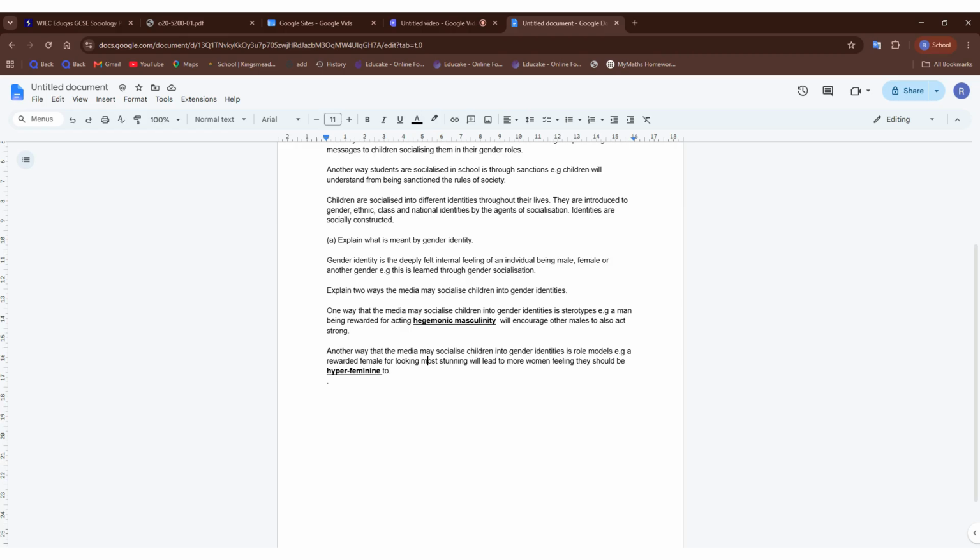So basically both these underlined and bolded words are key sociological words, especially this one. This is, I'm pretty sure, on the syllabus. But yeah, that is those 2 questions. We'll get on to the next ones in just a moment.